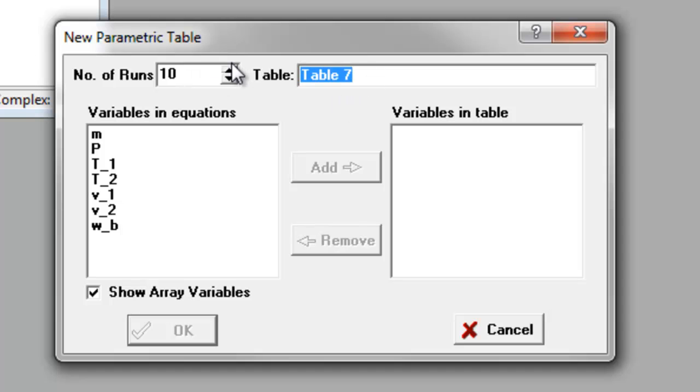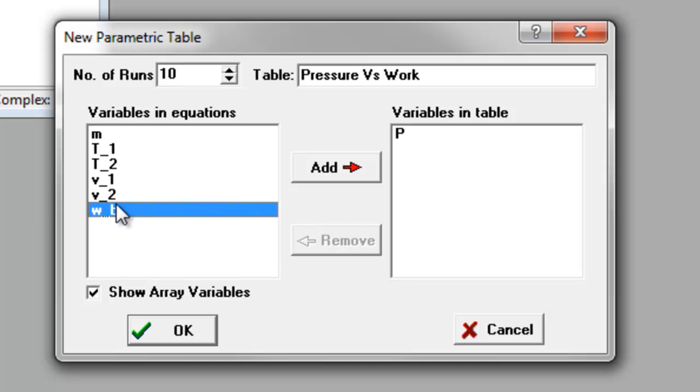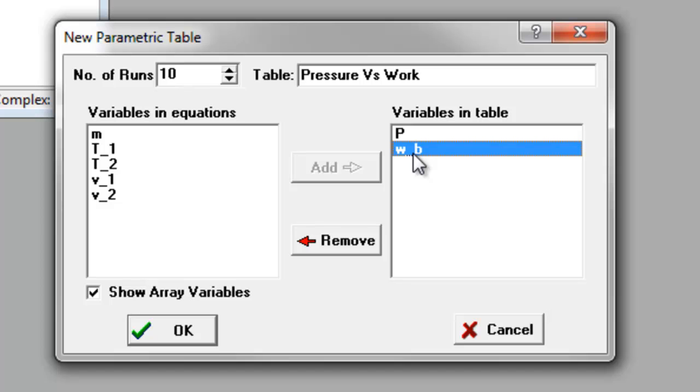Let's go ahead and rename it something like pressure versus work. So from here, you're going to get the variables that you had in your equations just like over here on your sheet. And you want to move them over here to the variables that are going to be used in the table. We're going to be looking at pressure. Go ahead and double click to add them, or you can click this to go ahead and add them in. And we're going to do the boundary work. You can also remove one just by doing that. You can also double click to remove.